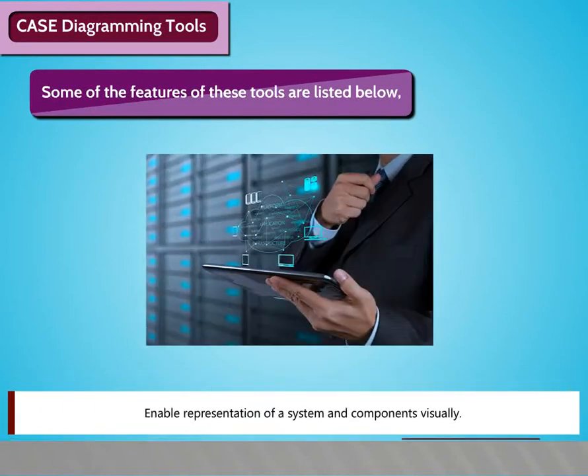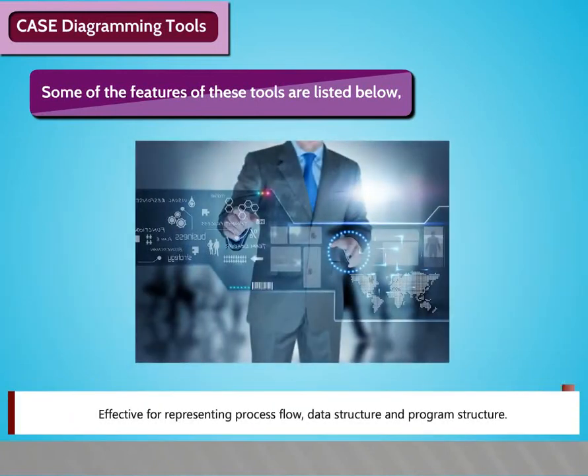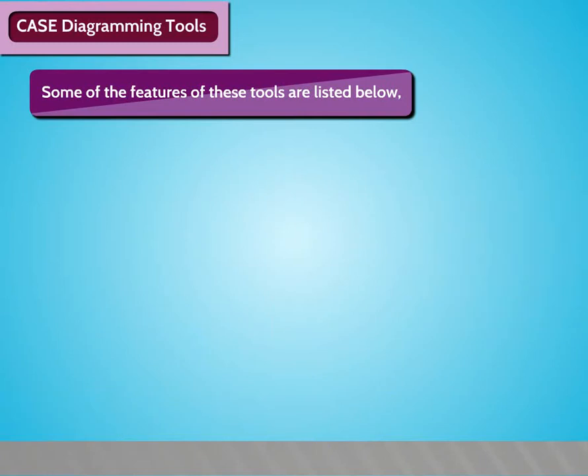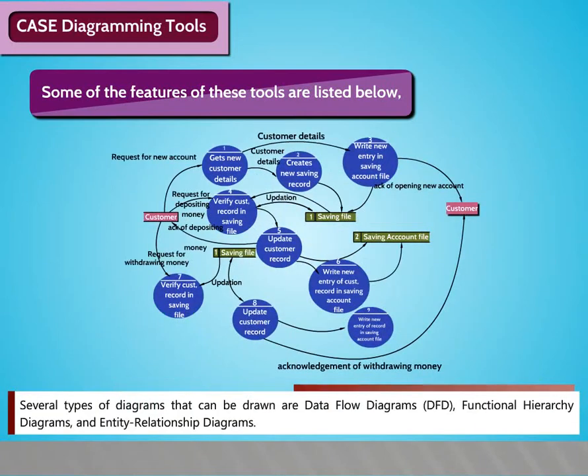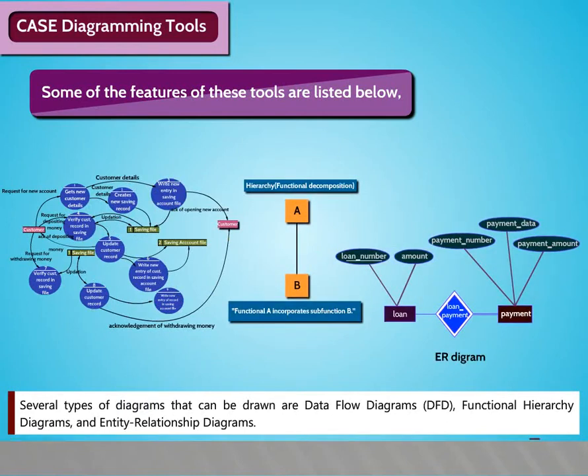Enable representation of a system and components visually. Effective for representing process flow, data structure, and program structure. Several types of diagrams that can be drawn are data flow diagrams (DFD), functional hierarchy diagrams, and entity relationship diagrams.